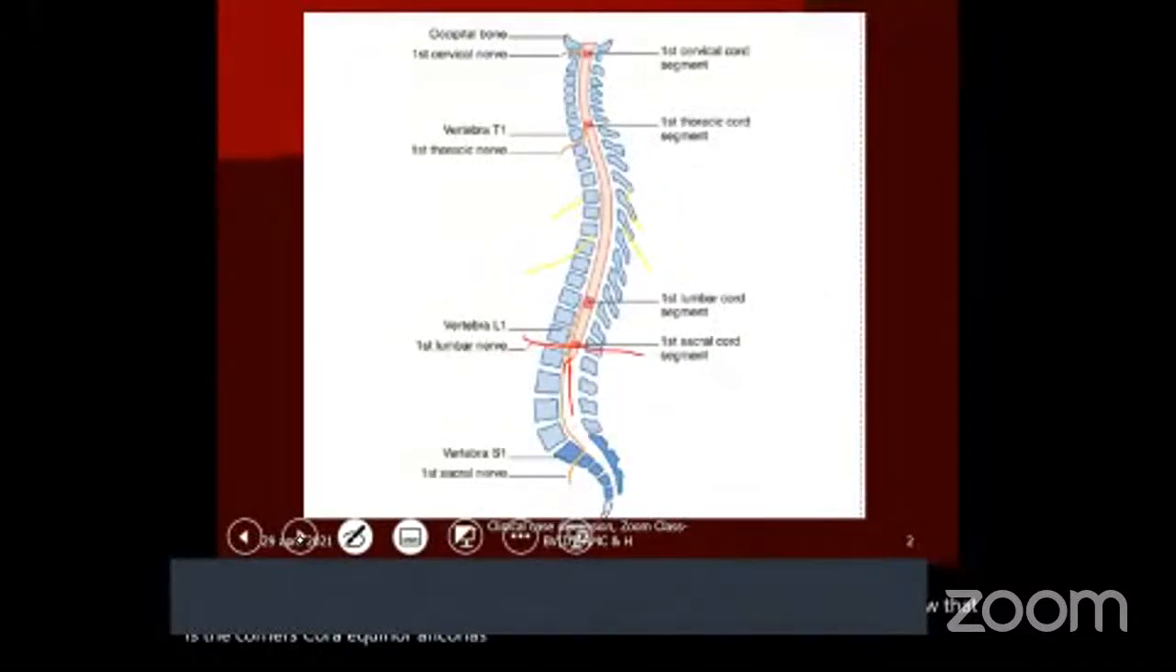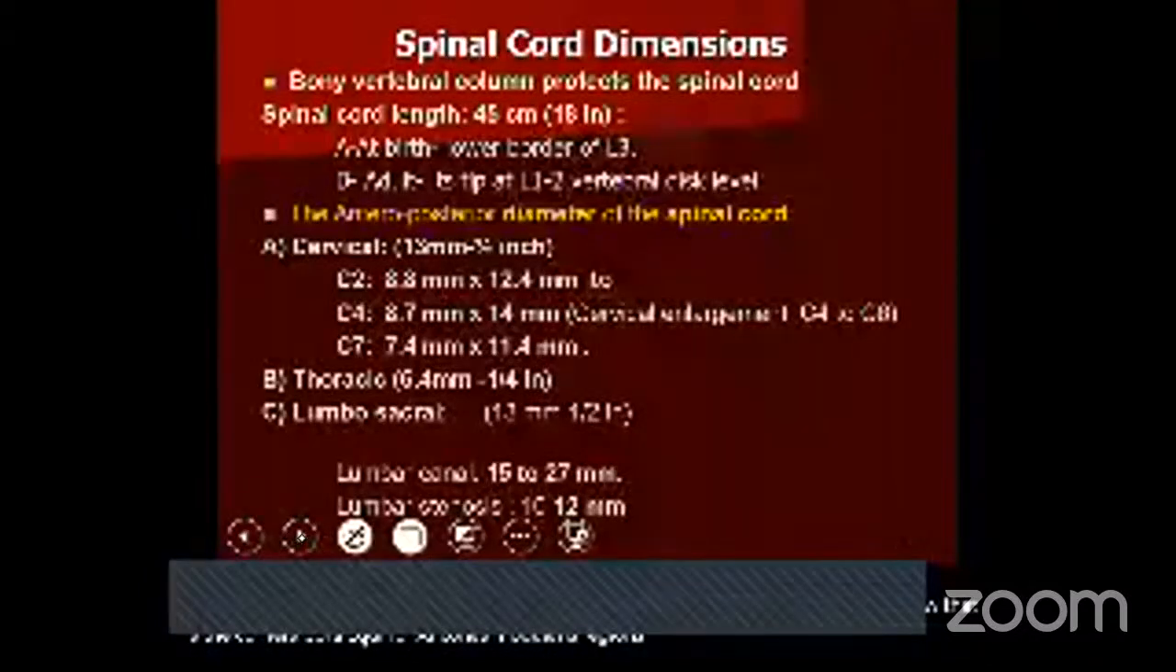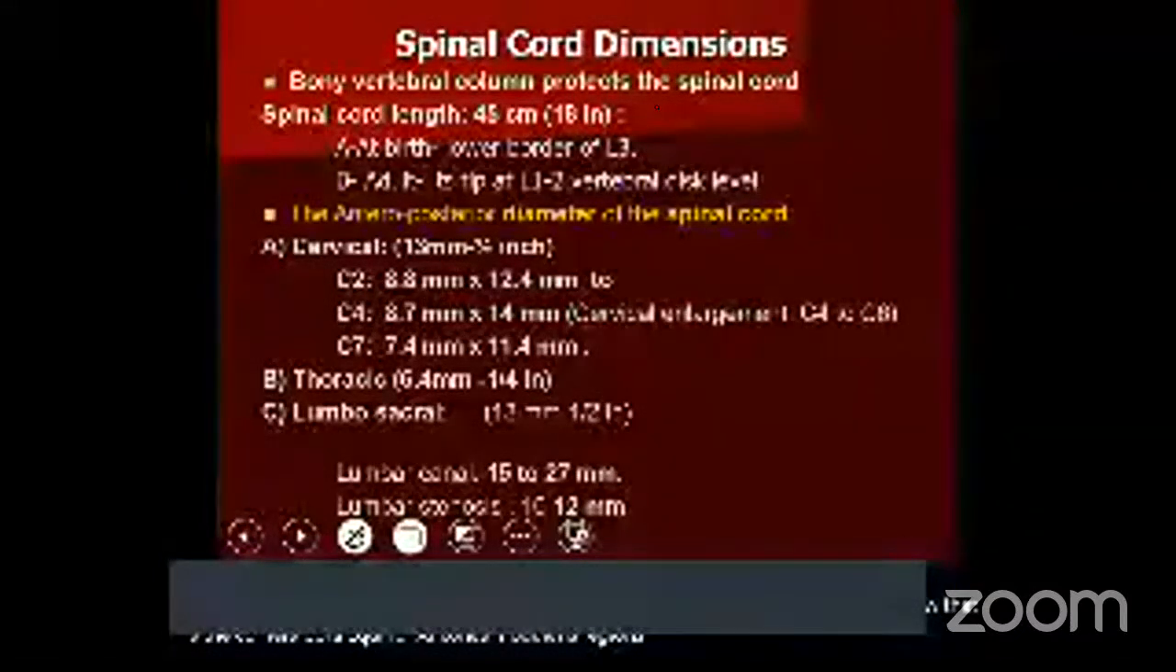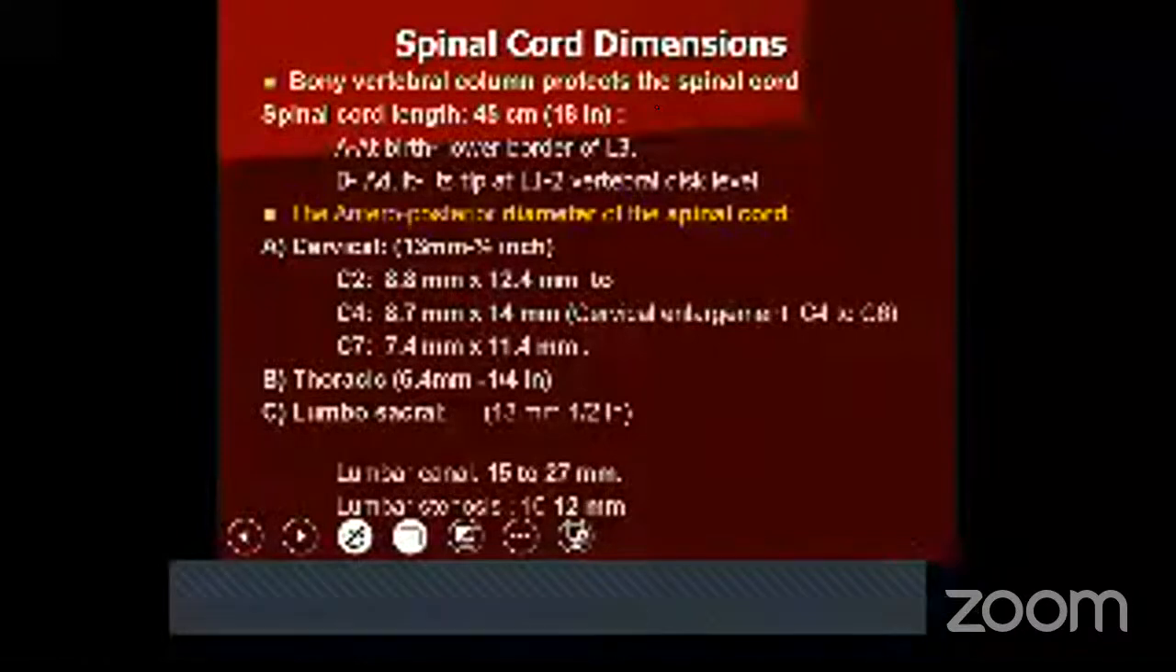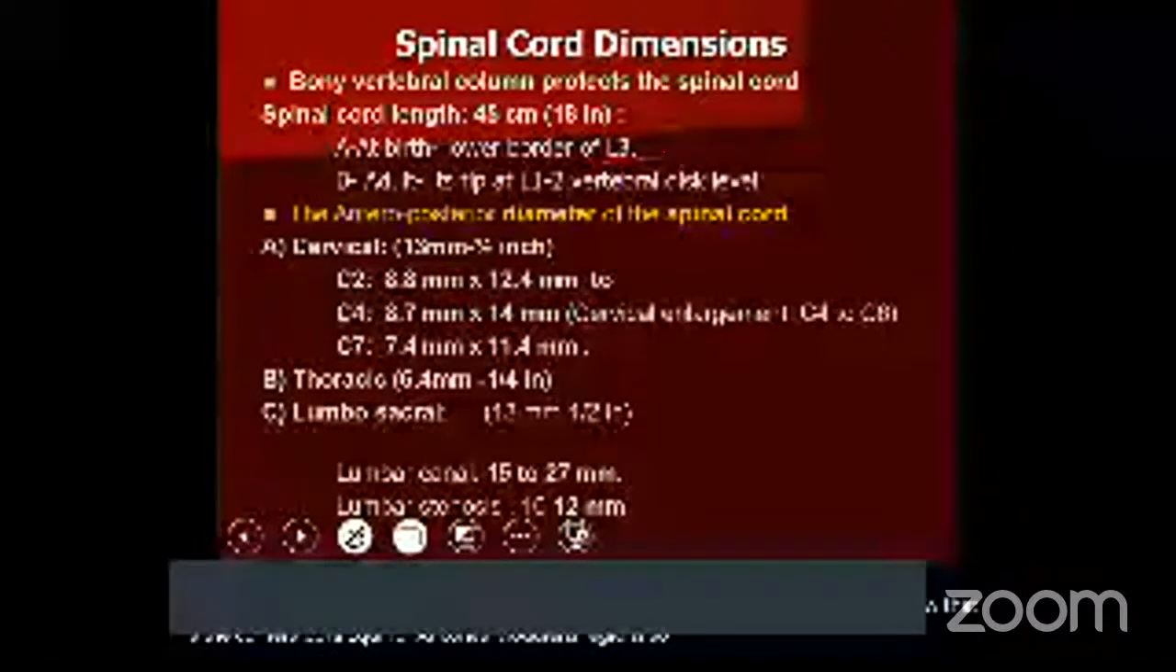And importantly, what are the dimensions of the spinal cord? The bony vertebral column protects the spinal cord. The spinal cord length is about 18 inches or 45 centimeters. At birth, it is at the level of L3, but as age progresses, in adults its tip lies at the L1, L2 intervertebral disc level. Now that is the length part.